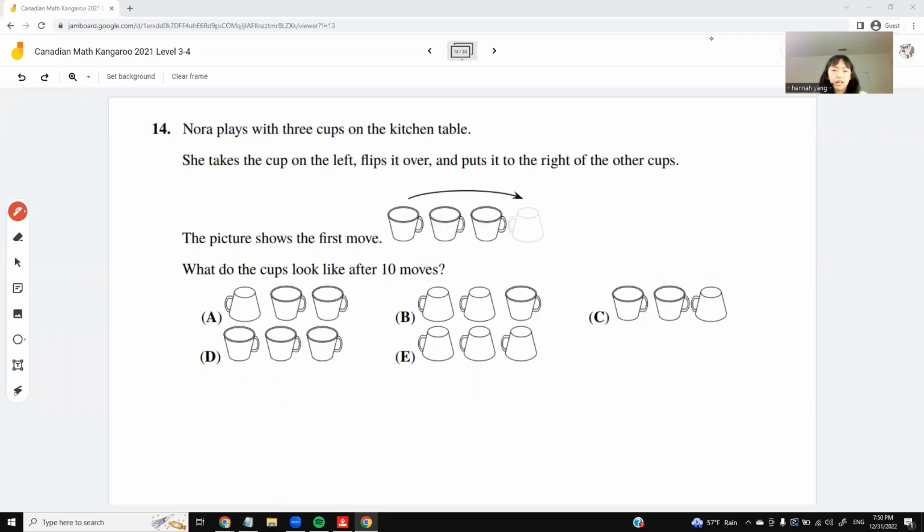Problem number 14. Noah plays with 3 cups on the kitchen table. He takes the cup on the left, flips it over, and puts it to the right of the other cups. The picture shows the first move. What do the cups look like after 10 moves?